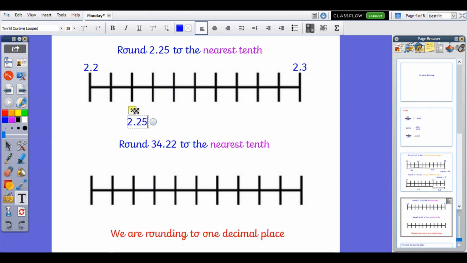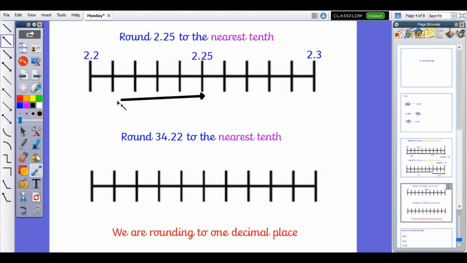So we've got 2.21, 2.22, 2.23, 2.24 and 2.25. Okay, then same again, I'm going to use my arrows to find the difference. So I've got this distance here and I've got this distance here.